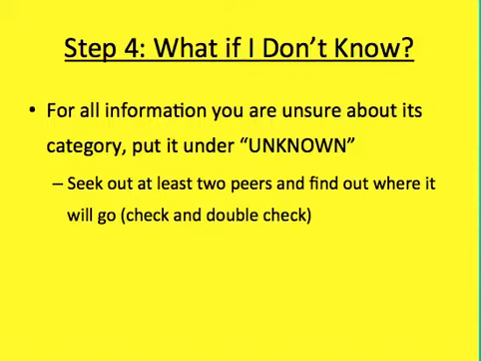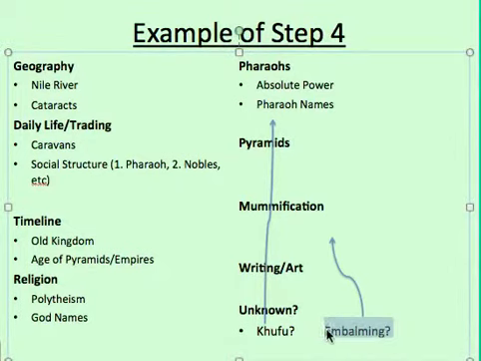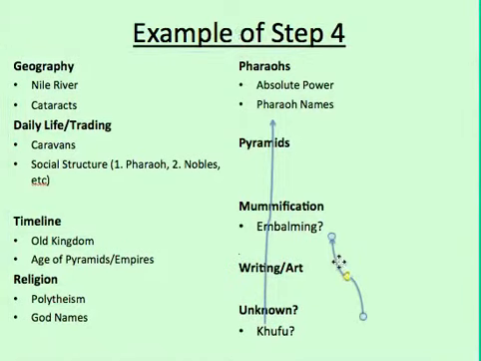Here's an example of step 4. So we have Khufu and we have embalming. Not really sure where it is, but I asked a classmate and he said embalming was part of mummification. So I'm going to put it under there. With Khufu, I put an arrow up there first, and maybe I'll drag it up there later.